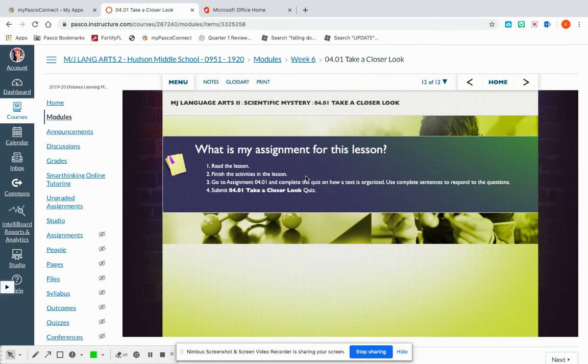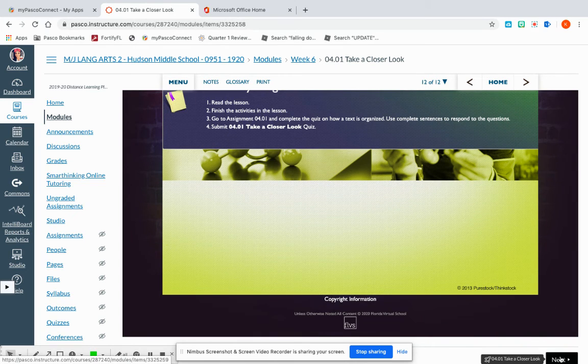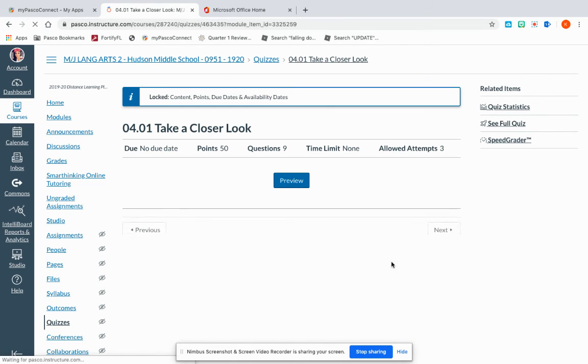Slide 12 is going to be what's your assignment. So you're going to read the lesson, finish the interactive slides, and then you're going to take the quiz in 4.01. So if you're ready to take the quiz at this point, you can hit next. If you're not and you want to come back to it, you can go back through modules and hit 4.01. So we're going to hit next. And let's take a preview at this quiz.